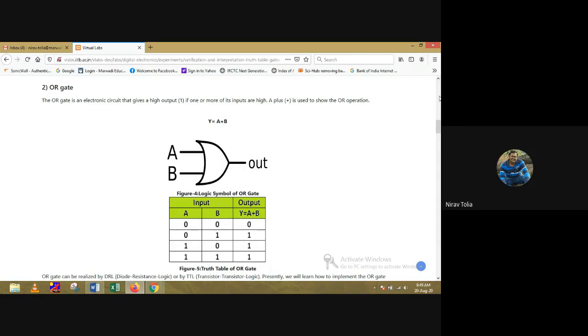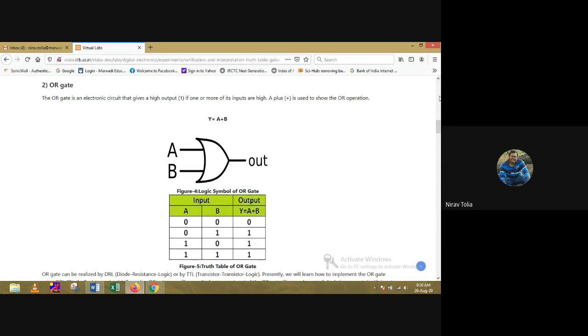So what is the truth table of the OR gate? Suppose A and B are 0 0. So both inputs are low, so the output of the OR gate is low. Suppose 0 1. Now any one input is 1, so the output of the OR gate is 1. So 0 1 1. Again 1 0, so 1 0 1. And for 1 1, again it is 1. So this is the truth table of the OR gate.